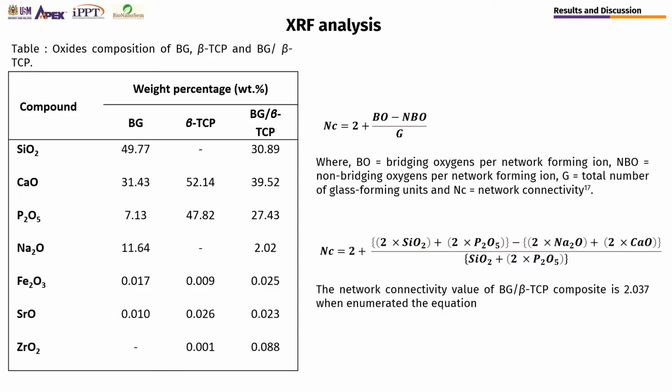It is widely known that the network connectivity value is used to predict the characteristics of silica-based materials. When the network connectivity value is close to 2, the rate of apatite deposition and new bond formation increases.